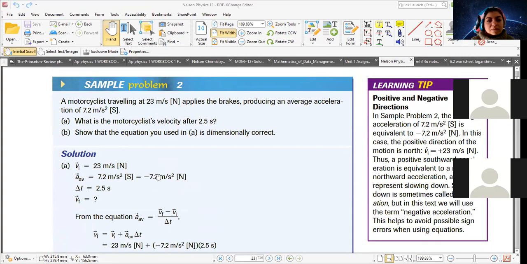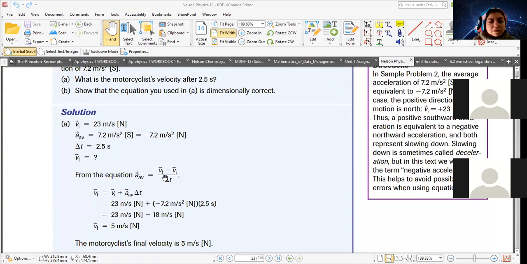Now they have the same direction, so I can say average acceleration is equal to final velocity minus initial velocity, divided by delta t. I can rearrange it for final velocity: multiply average acceleration by delta t, and then bring the initial velocity to the other side. This is the equation that you have. Initial velocity is 23, average acceleration is negative 7.2, multiplied by time, 2.5. And you do it, the final velocity is going to be 5 meters per second north. Any question?